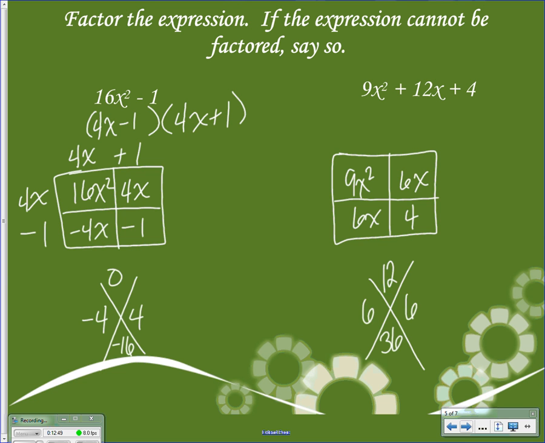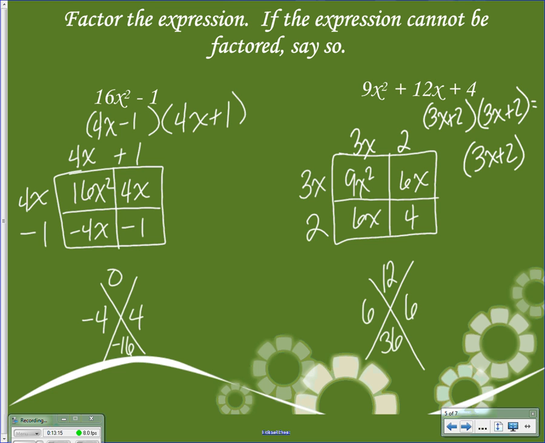Now I'm going to factor my rows and my columns. 9x squared and 6x would be 3x. And 6x and 4 would be 2. And since I have the same rows and columns, it's going to be 3x and 2 again. So my factored form is going to be 3x plus 2 times 3x plus 2. Or I can write that as 3x plus 2 squared.